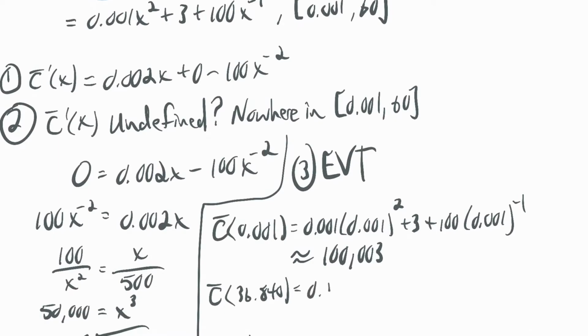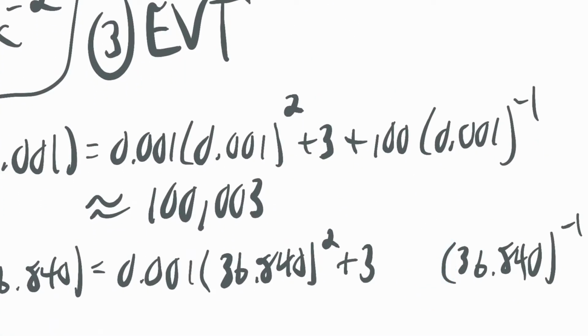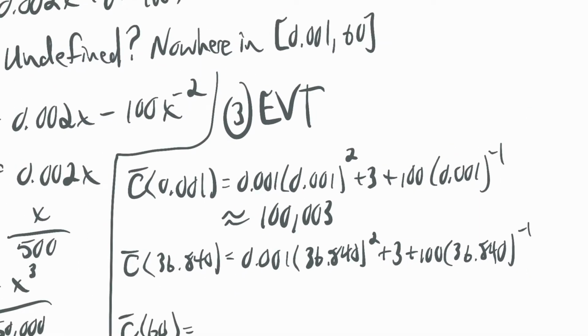So then I'll look at 0.001 times 36.840 squared plus 3 plus 100 times 36.840 to the negative 1 power. So on my calculator, 0.001 times 36.840 squared plus 3, that should be 100, not 10. There we go. Plus 3 plus 100 divided by 36.840. And I get 7.071, 2 actually, if I round. 7.072, yeah. Okay, let's try 60.